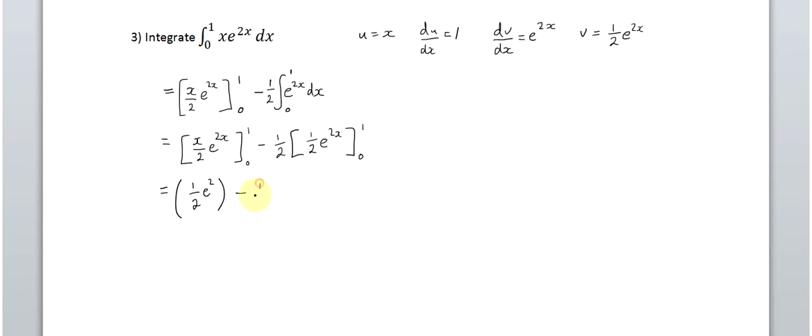Over here, let's bring our other half out. So we've got a quarter now, which leaves us e to the 2 times 1, and then we're going to subtract e to the 2 times 0, which gives us that. So we have a half e squared minus e squared over 4 plus a quarter, because e to 0 is 1, and 1 times a quarter. A half take away a quarter, because these are like terms, is going to leave us with a positive quarter. So we've got e squared over 4 plus a quarter. And that's that.